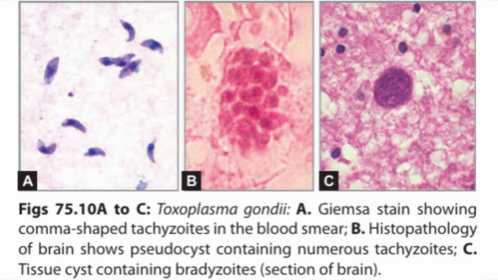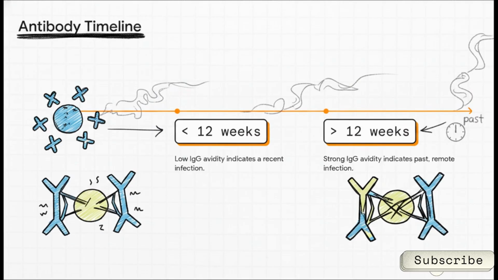Then on the right, we have a tissue section. Notice the tissue cyst containing all those bradyzoites. A really key board detail to remember here is that these bradyzoites are strongly PAS positive. That stands for periodic acid-Schiff stain, by the way. Moving on to antibody detection, which is super common for immunocompetent patients.